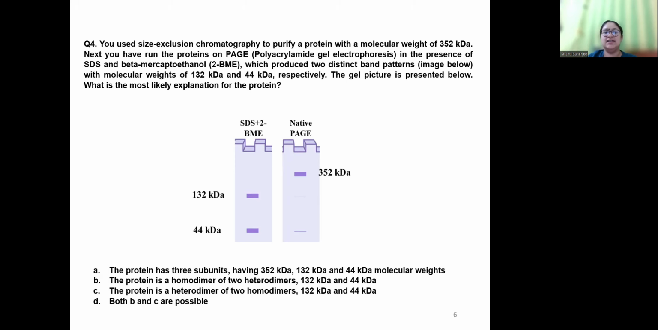Now, what does SDS do? The function of SDS is to denature, that is to break the hydrogen bonds, to linearize the peptide chain or the entire protein so that it can render a negative charge to it.